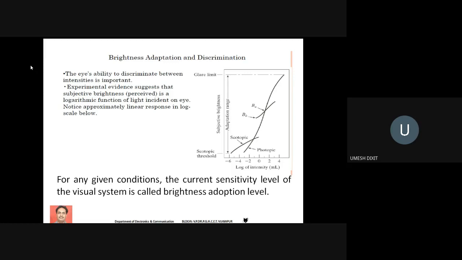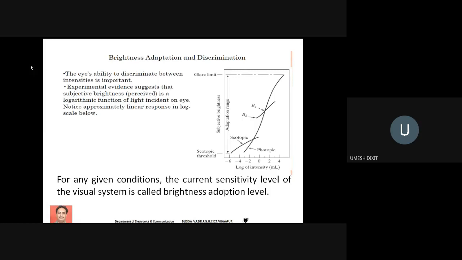In general, we can say that for any given conditions, the current sensitivity level of the visual system is called the brightness adaptation level. Try to understand, it is the current sensitivity level of the visual system under given conditions. That we call the brightness adaptation level, or it is also referred to as subjective brightness. Experimentally it is observed that the subjective brightness, that is, brightness perceived by human beings, is a logarithmic function of light incident on the eye.